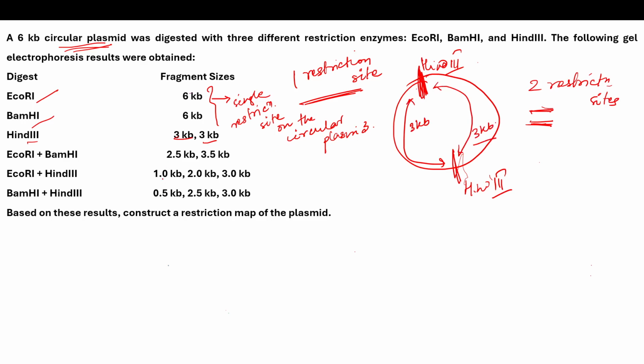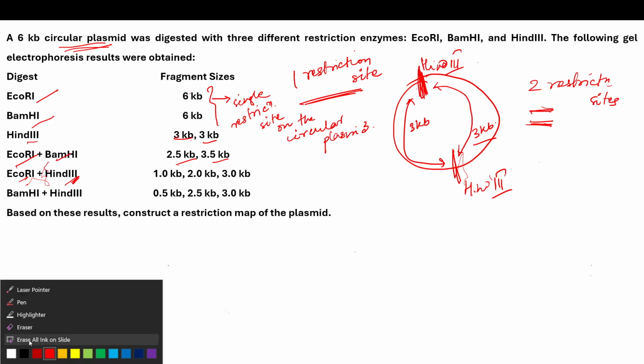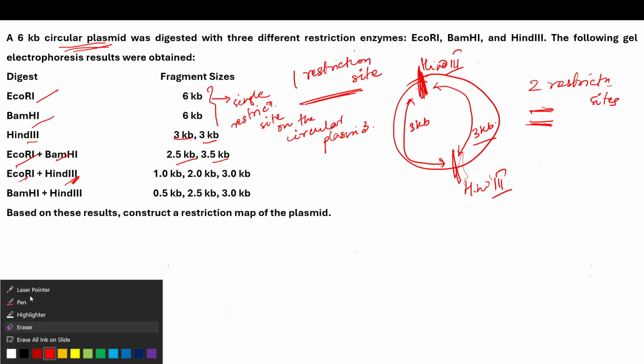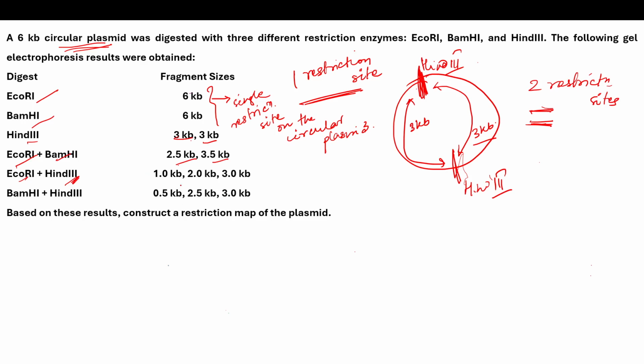Now, a combination of EcoRI and BamHI, because both have a single restriction site, gives only two fragments. However, because HindIII has two restriction sites and EcoRI a single restriction site, the combination is giving three different fragments of different sizes.